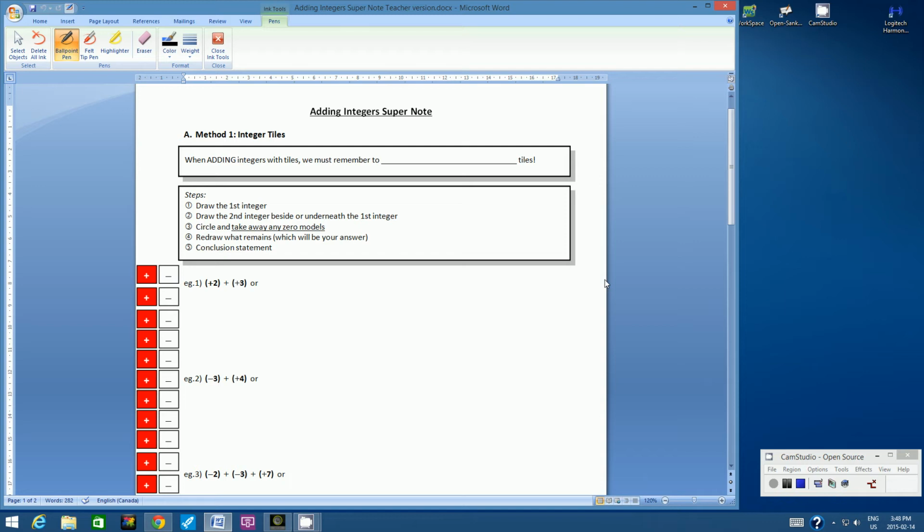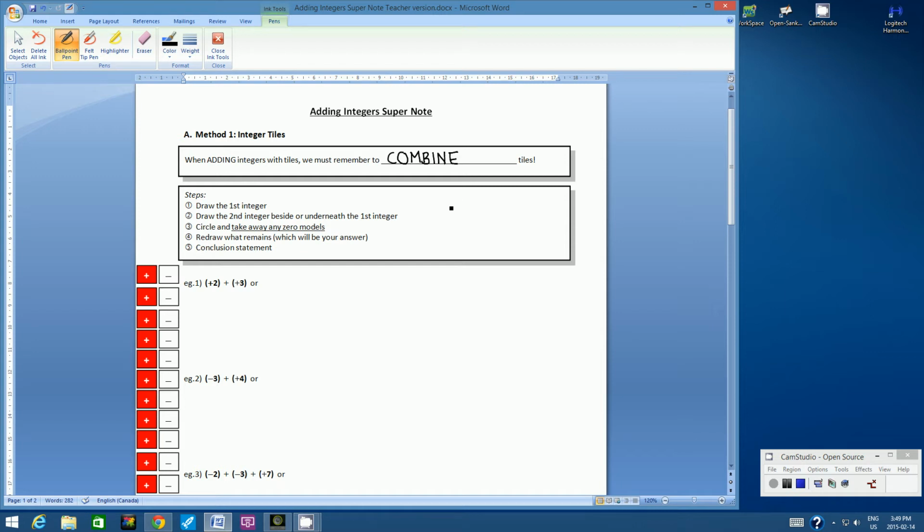We're going to look at Part A, Method 1, integer tiles. So let's start with the note. When adding integers with tiles, we must remember to combine tiles. So this is going to be very important when we work with integer tiles.